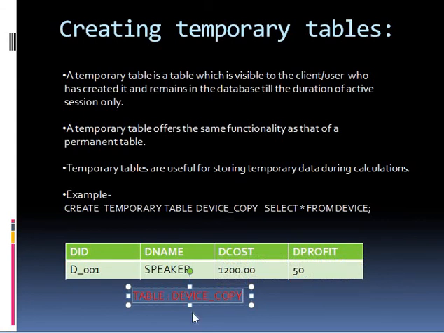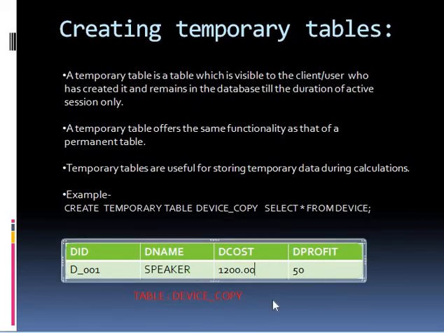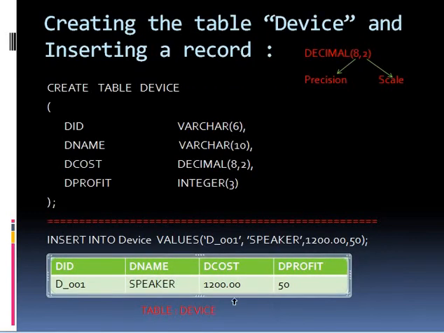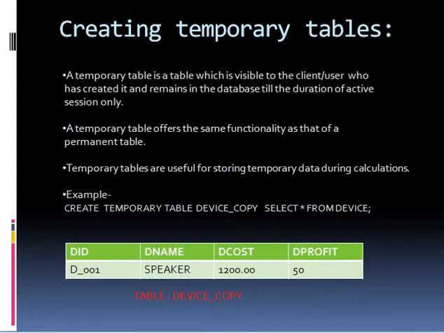As a result, your temporary table will look exactly the same as your permanent table. Look at this temporary table device_copy and this permanent table device. They look exactly the same. The only difference is that this permanent table is going to store this record permanently in the database, and this temporary table device_copy is going to store this record only temporarily in the table or the database. So that's the end of my first presentation today.